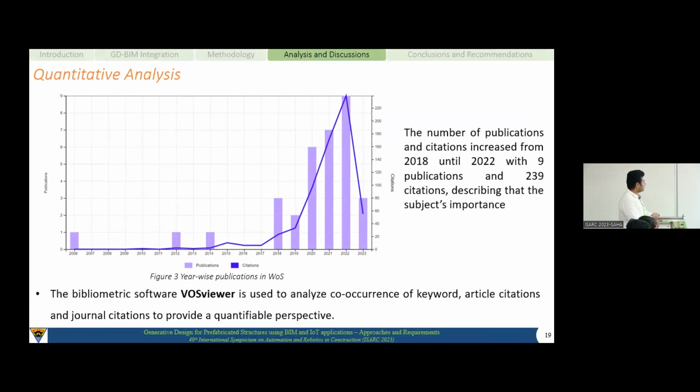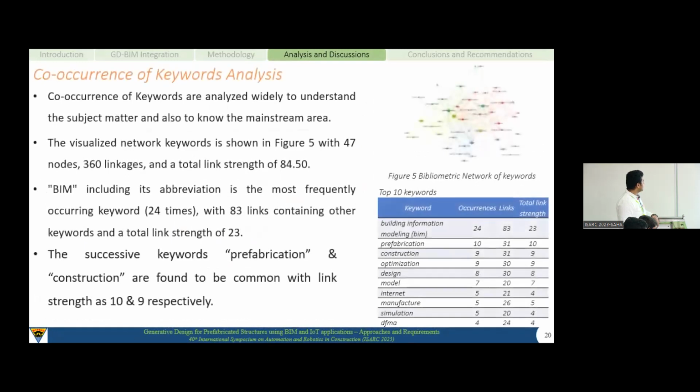The bibliometric software VOSViewer is used to analyze the co-occurrence of keywords, article citations, and journal citations to provide some quantifiable perspective. First, the co-occurrence of keywords, which we analyzed widely to understand the subject matter and also to know the mainstream research area. The visualized network of keywords is shown in this figure with 47 nodes and 360 linkages and a total link strength of 84.50. It is subjective, so we can change the parameters.